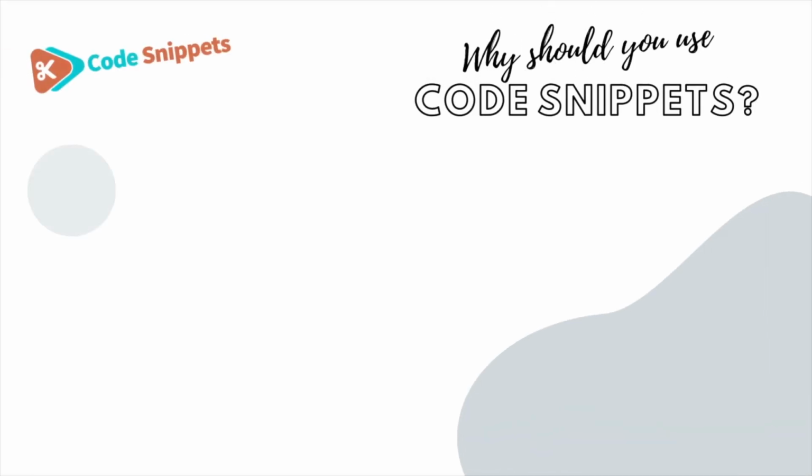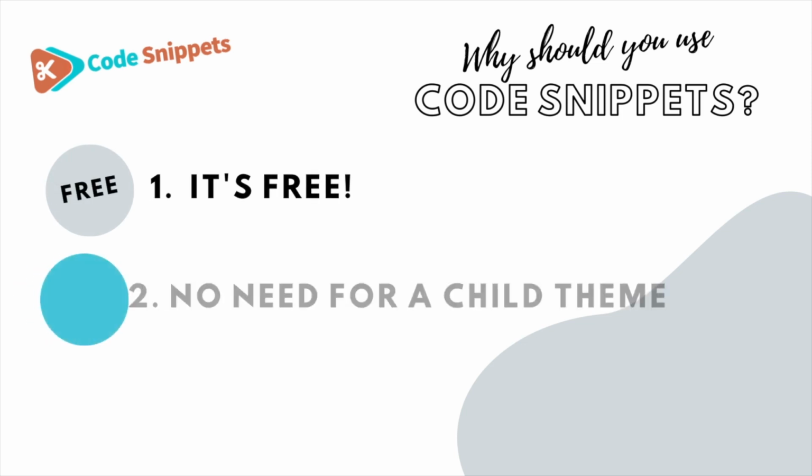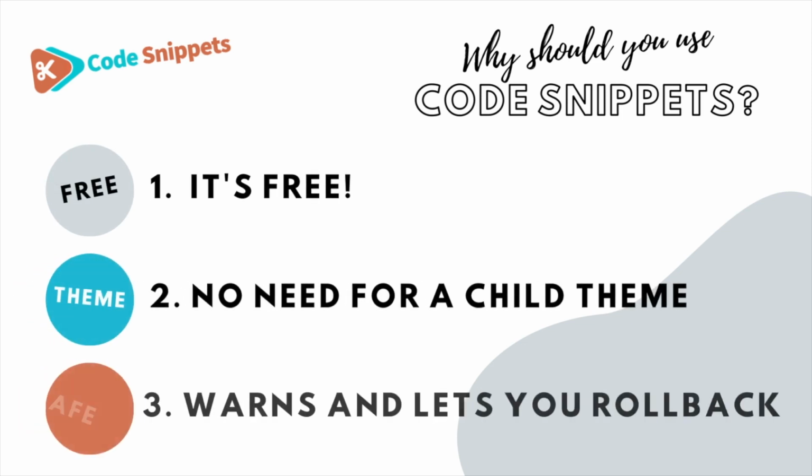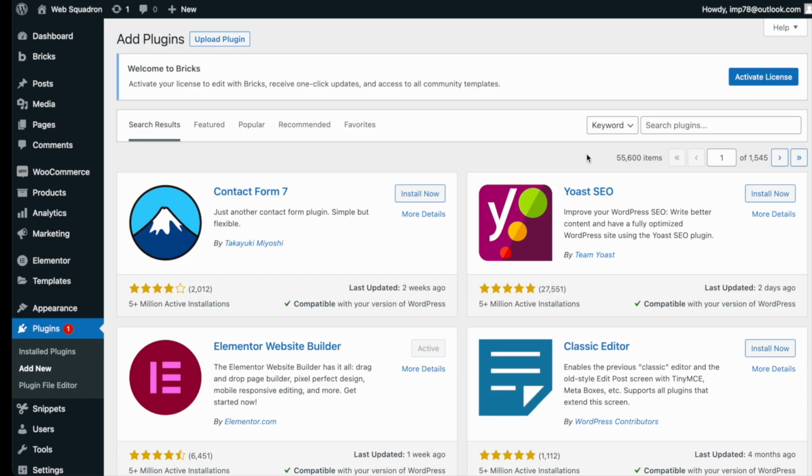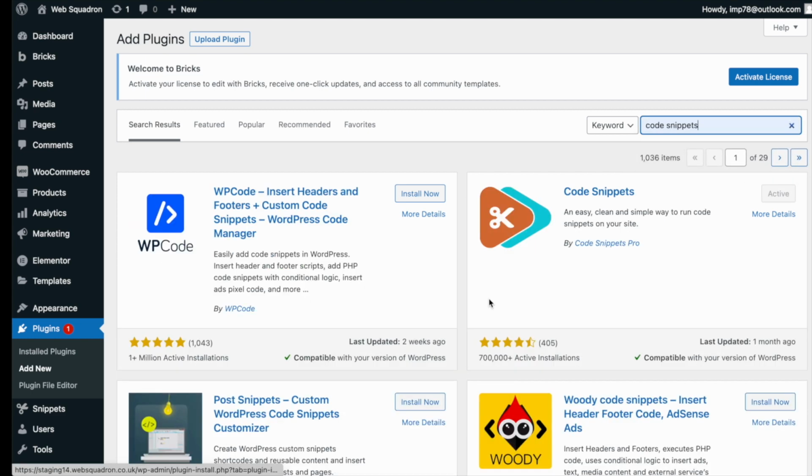Three big reasons why you should use code snippet. It's free, saves you having to use child theme, it protects you and allows you to roll back if there's ever any issues. Getting the plugin is super easy. Go over to WordPress, add new plugin, type in code snippets, and you can't miss it. Go and install and activate it.